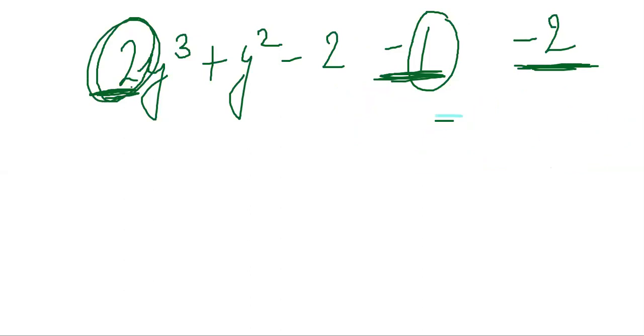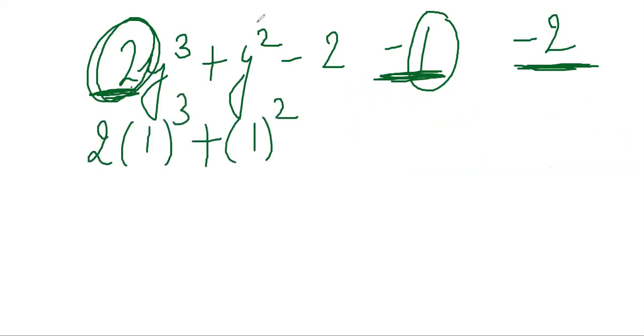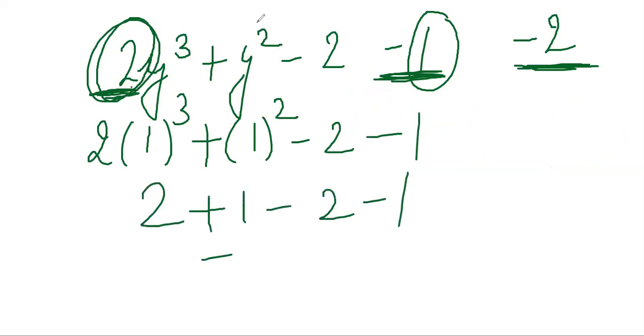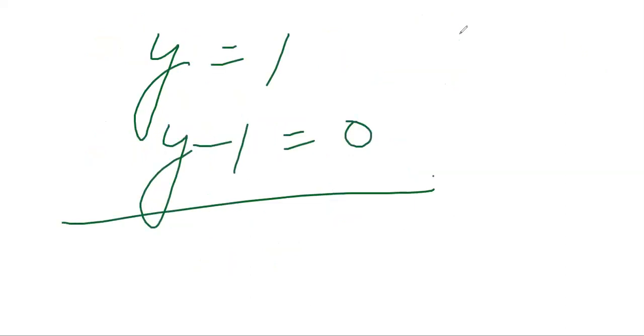So let's try 1 first of all. 2 into 1 cube plus 1 square minus 2 minus 1: 2 plus 1 minus 2 minus 1 is 0. It's 0. So we can say y is equal to 1 is a zero of the polynomial. So we can say y minus 1 is a factor of the polynomial according to the factor theorem. So here we'll divide the polynomial by y minus 1.